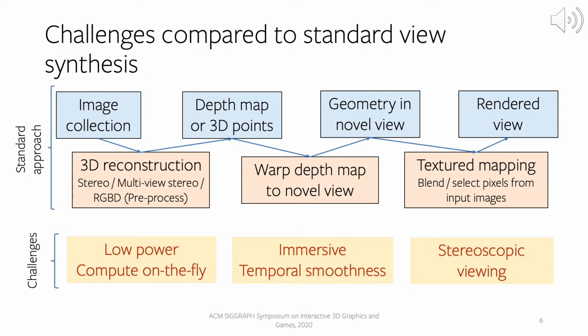Next, our geometry, when warped to the novel view, must produce an immersive and smooth experience. It should not have artifacts like high-frequency temporal noise. And the final result has to be rendered at display rate in a stereoscopic fashion.